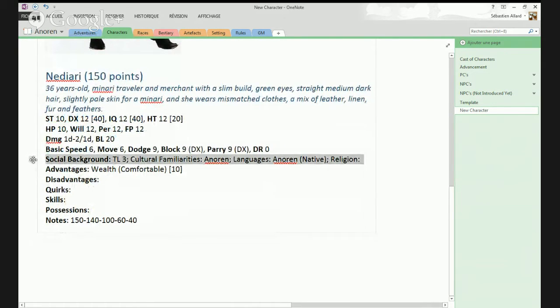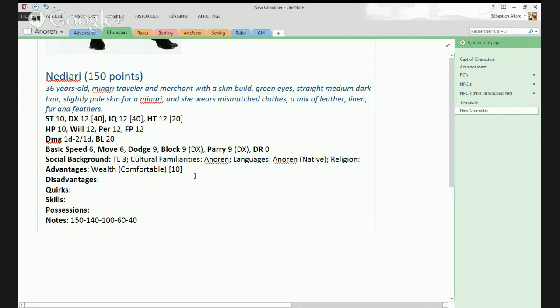The social background is nearly the same for every character in my campaign. So she's from an era that we classify as tech level 3. So it's medieval time, basically. I could take it out of the equation if I wanted to have nothing to do with time travel and such, but I'm gonna leave it here. Cultural familiarities. Yeah, Anoren, she's familiar with the culture of Anoren. She speaks Anoren, of course.